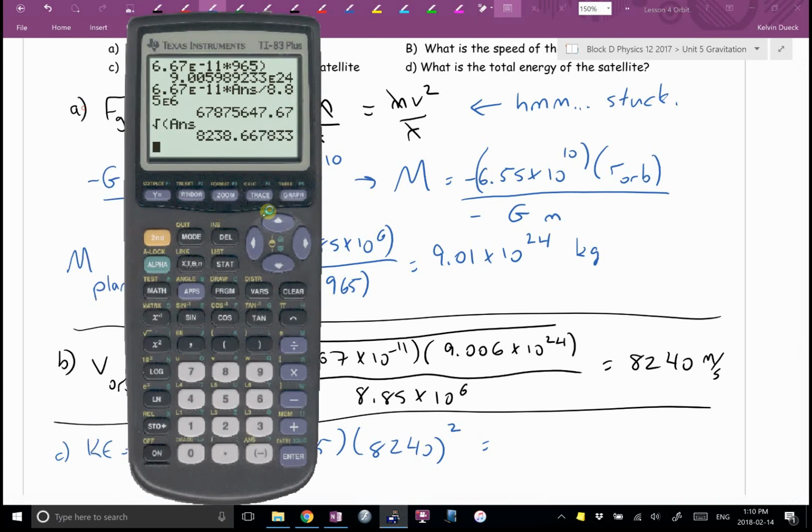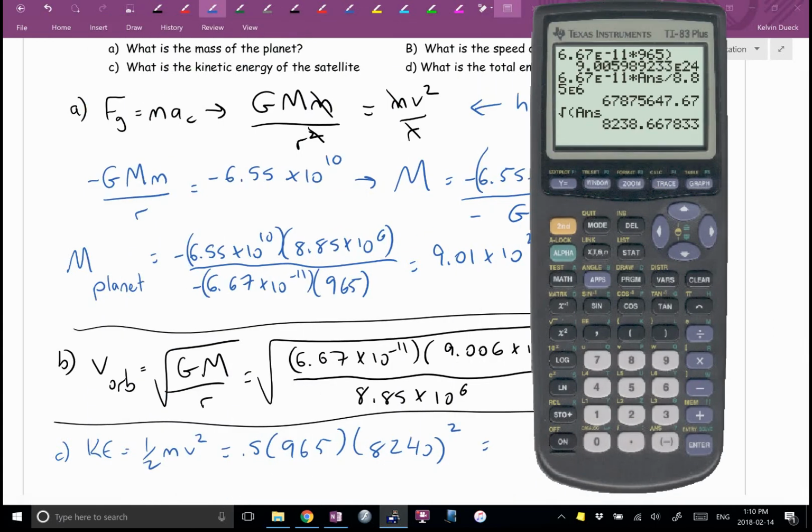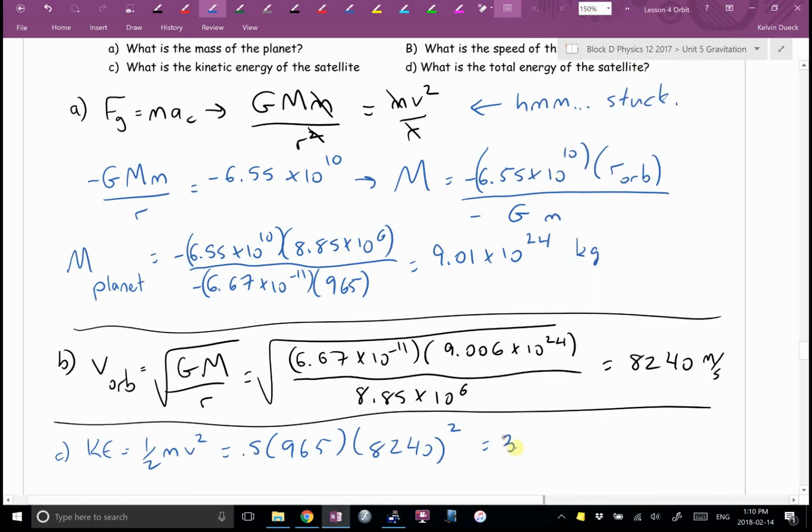The nice thing is, once we've done the tough parts, the work does get a little easier. 0.5 times 965 times answer button squared. How much kinetic energy does it have? That much. Is that right? Works out actually kind of nice because I carried all my answers. So 3.275, 3.28 times 10 to the 10th joules.